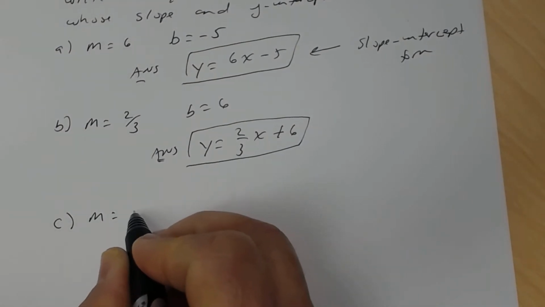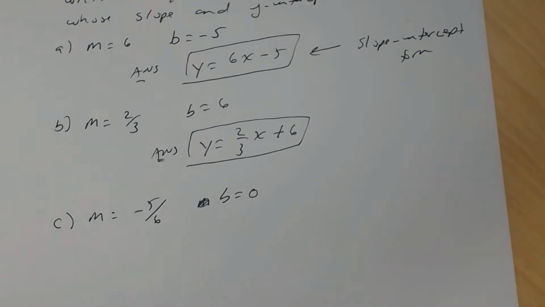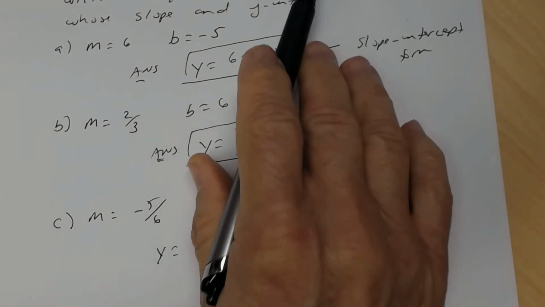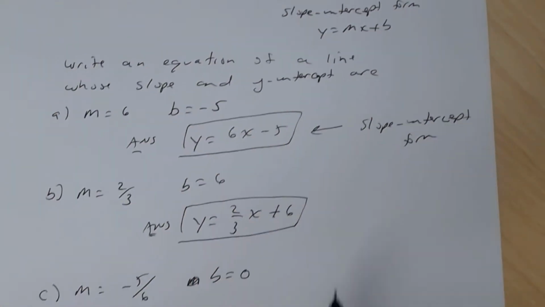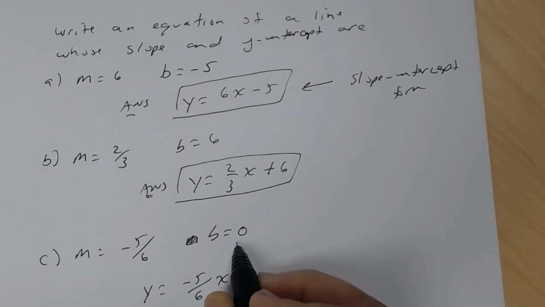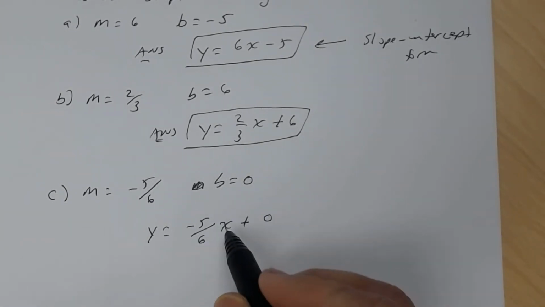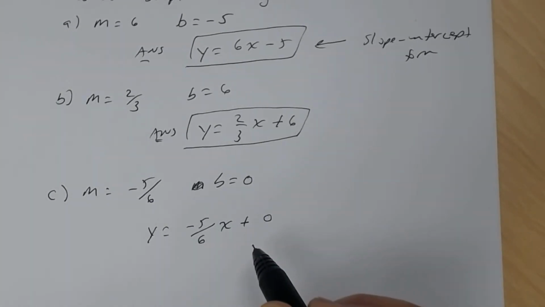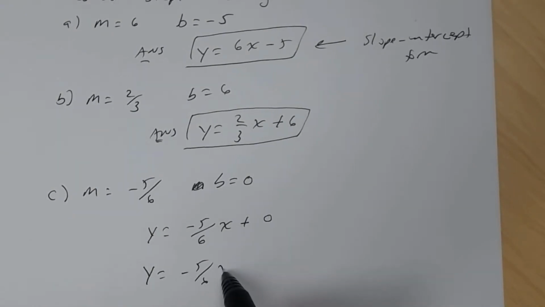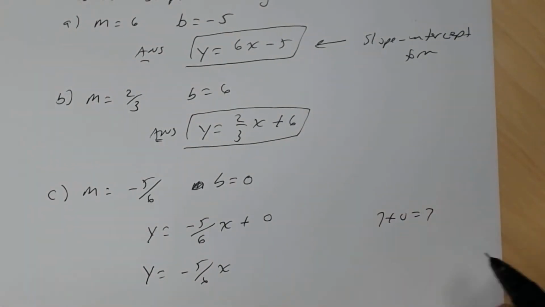Slope is -5/6. The y-intercept is 0. All right, so let's see what we get. We get y equals, again, we're using slope-intercept form, y equals mx plus b. So the slope is -5/6. I'm going to say -5/6x plus 0. Okay, now listen carefully. Don't leave it like this. Mathematically we prefer for you to write it as y equals -5/6x, because -5/6x plus 0 is just like 7 plus 0 is just 7, right?